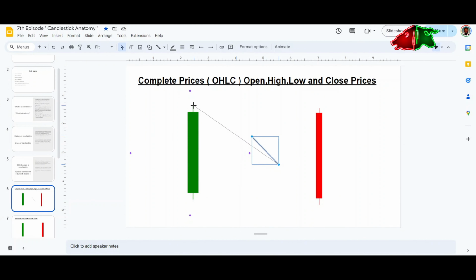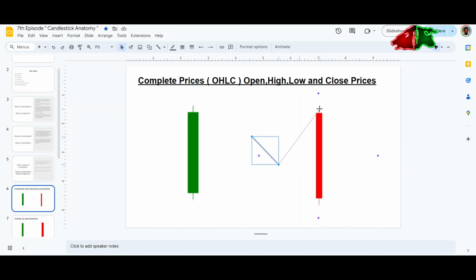So the first wick here is called the high price. This one here is called the close price. This one here is called the open price, and this one here, the low price. OHLC: high, close, open, and low price. Capish?